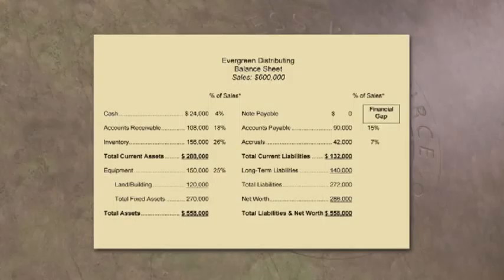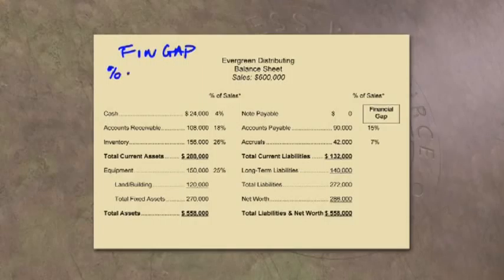All right? Now, what I want to do, I've got a little case study, and if you will turn to your page that's labeled Evergreen, I want to take a look at how it works. Now, very simple. The tool is going to be called financial gap, yes? The difference between the money you got and the money you need. The mathematical technique we're going to use in this section will be called percent of sales. Percent of sales. You with me here?